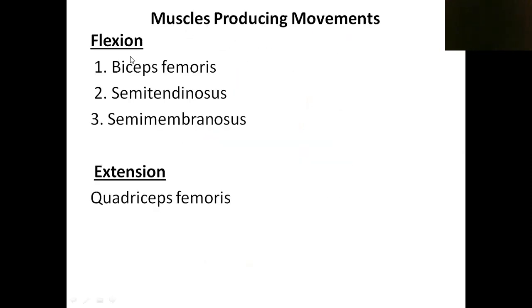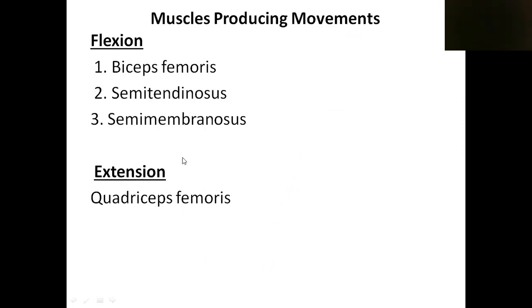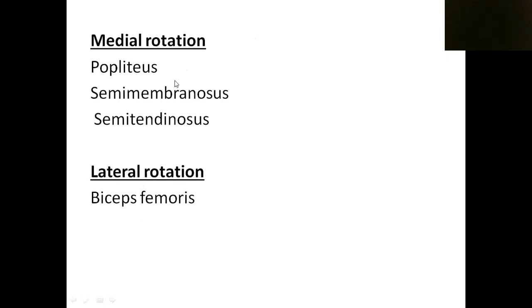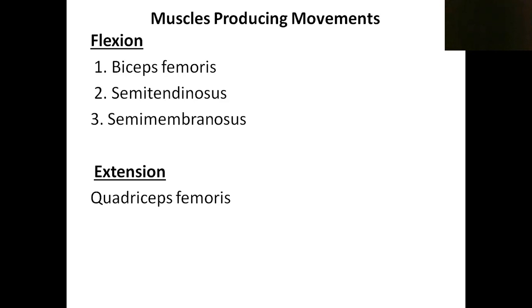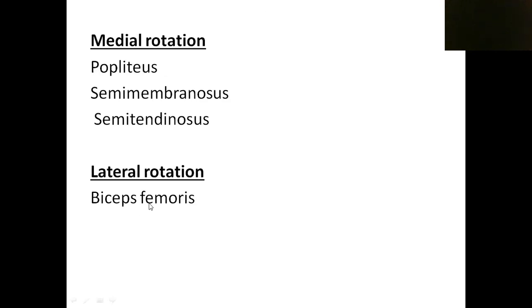Then movements: flexion, extension, medial rotation, and lateral rotation. What are the muscles producing these movements? Flexion is by biceps femoris, semitendinosus, semimembranosus. Extension is by the quadriceps femoris. Medial rotation by popliteus, semimembranosus, semitendinosus. Lateral rotation by the biceps femoris. In our next class, we are going to see the details of these muscles. So these are the movements and the muscles producing them.